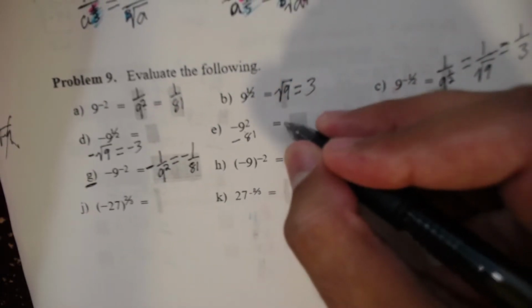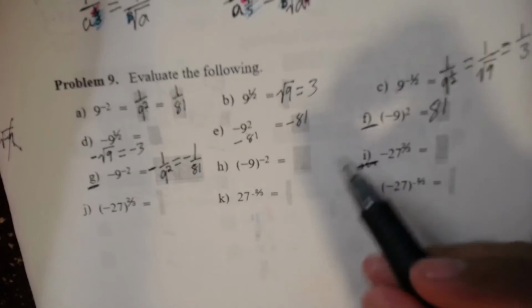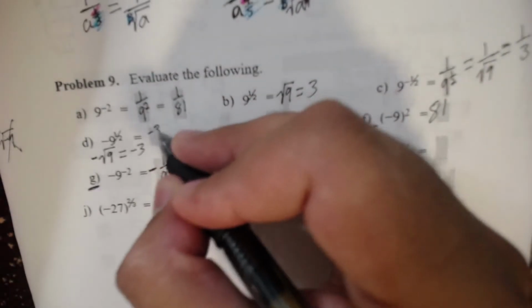Okay, I hope you guys follow along. Actually, I should write down the negative 81 right there, and then that negative 3 right there. Okay.